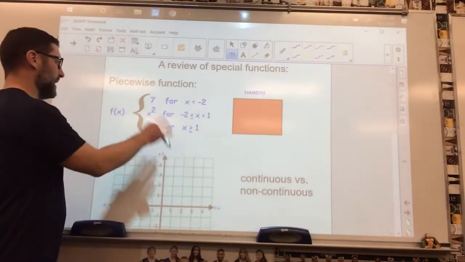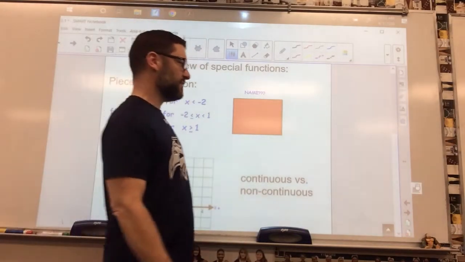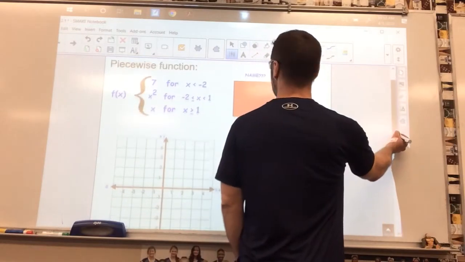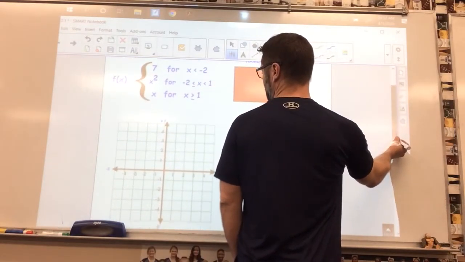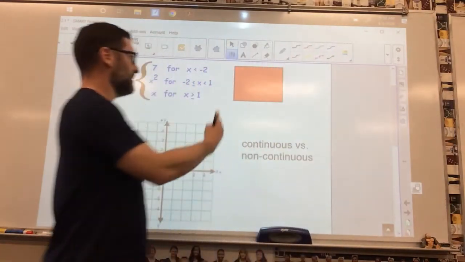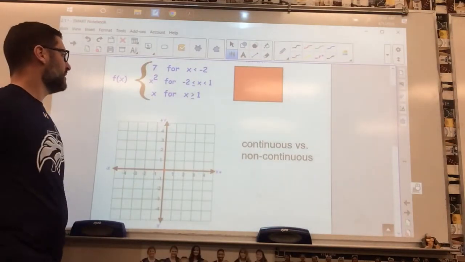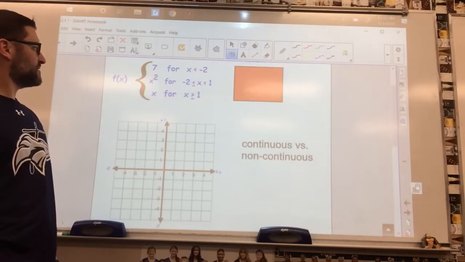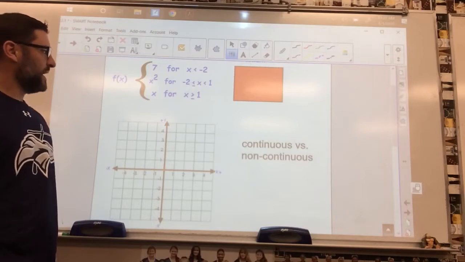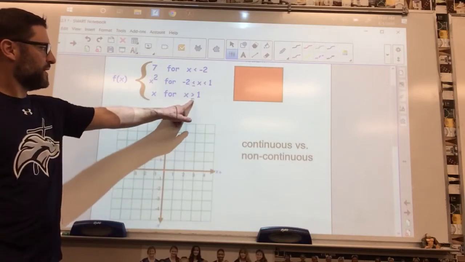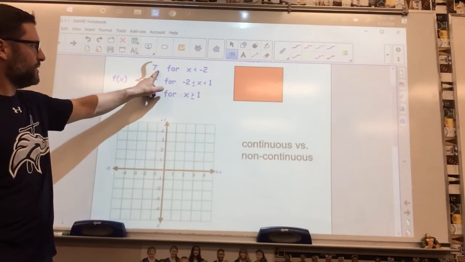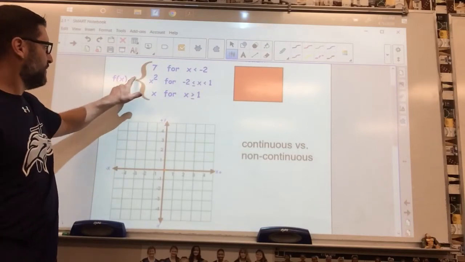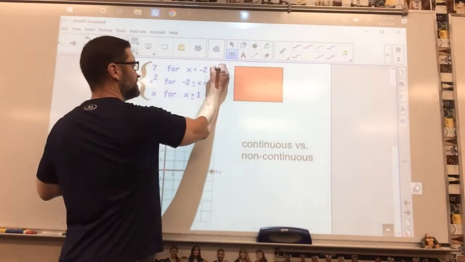So first of all, we have a piecewise function, and piecewise functions show up quite a bit in this stuff. And I have a picture and some different things. So first of all, f of x equals 7 for x is less than -2, x squared from -2 to 1, and x for x greater than or equal to 1. And first of all, what are these things called? Well, f of x equals 7 is called a constant function.